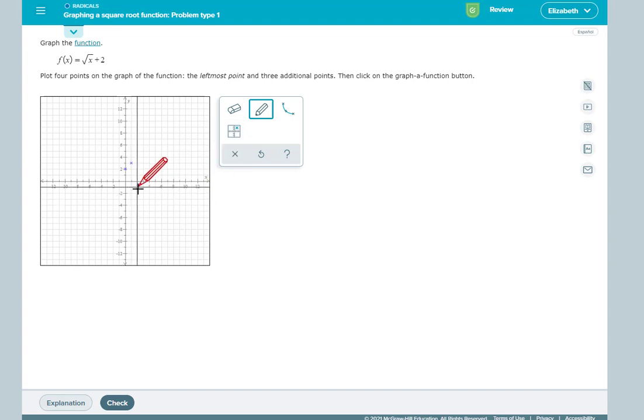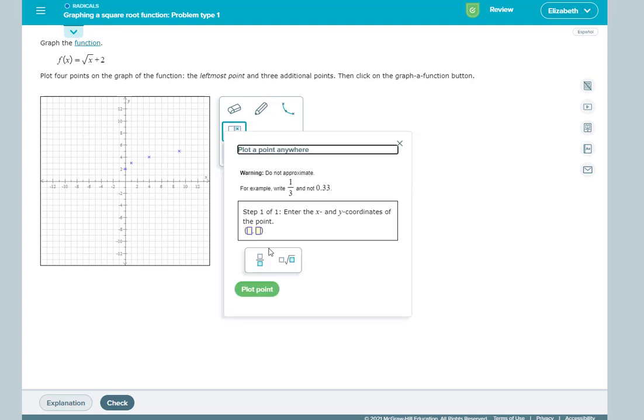Again, I can plug in any number I want, like 2, but then I'll have the square root of 2, and I want something that I can take the square root of. So a nice perfect square would be 4. So if I plug 4 in, so my x is 4, the square root of 4 is 2. 2 plus 2 is 4. So 4 gets me 4. Then I want to plug in another perfect square. The next perfect square would be 9. If I plug 9 in there, the square root of 9 is 3, plus 2 is 5. So when I plug in a 9, I get up here at 5. Or again, you could enter the coordinates this way.